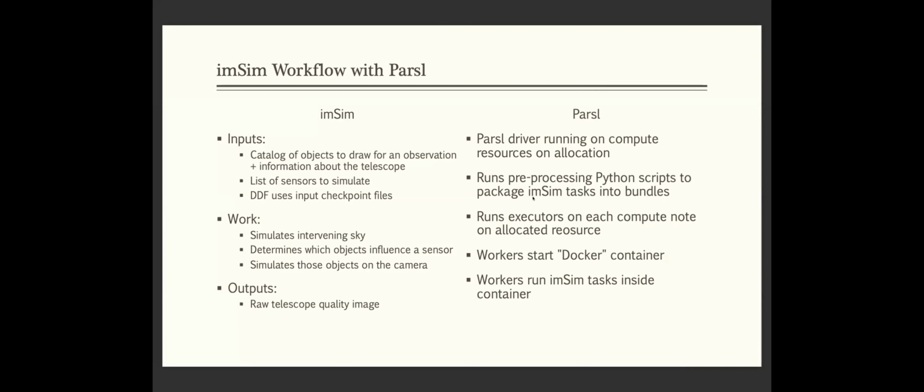So how does this factor into Parcel? IMSIM, our image simulation code, has a couple of key inputs. It takes a catalog of objects to draw based on some very complicated decision tree, a list of sensors to simulate, and any checkpoint files from previous runs so that it can start over without going from scratch.